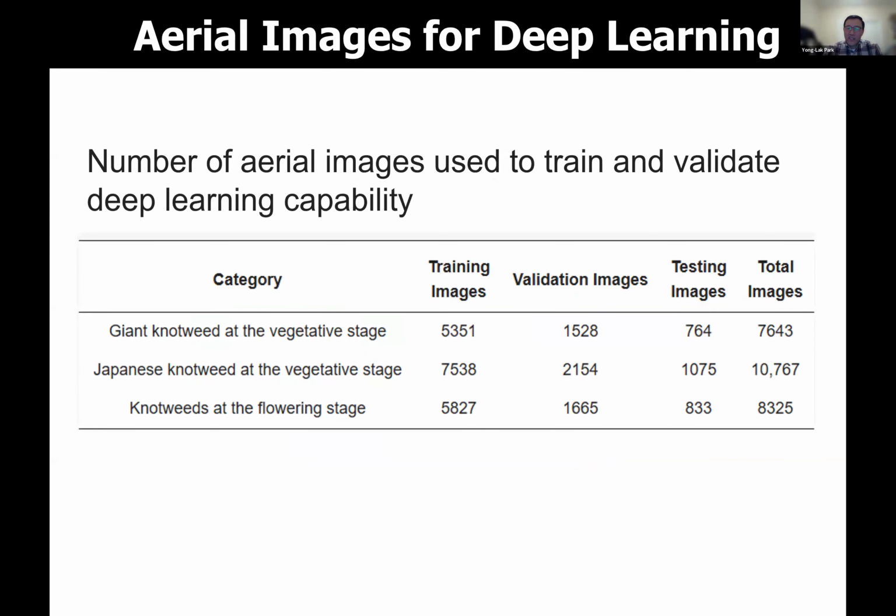For example, for detecting Japanese knotweed, giant knotweed, or the flowering stage, we had to use about 26,000 images just to train to detect these things. Can you believe 26,000 images, and somebody has to say, oh, this is a Japanese knotweed, this is giant knotweed, or this is a flowering stage, right? So when we talk about machine learning or deep learning, you have to think about this being labor intensive, and that we need the expert to say what it is for training purposes.